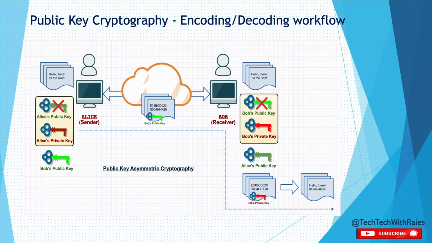Like I said, every party is given two keys using some key generation mechanism. Let's say there are two parties in a typical data transmission topology, receiver and sender. To every party in public key cryptography we give two keys: one is the public key, another is the private key. Similarly, to Bob we have also given a public key and a private key.